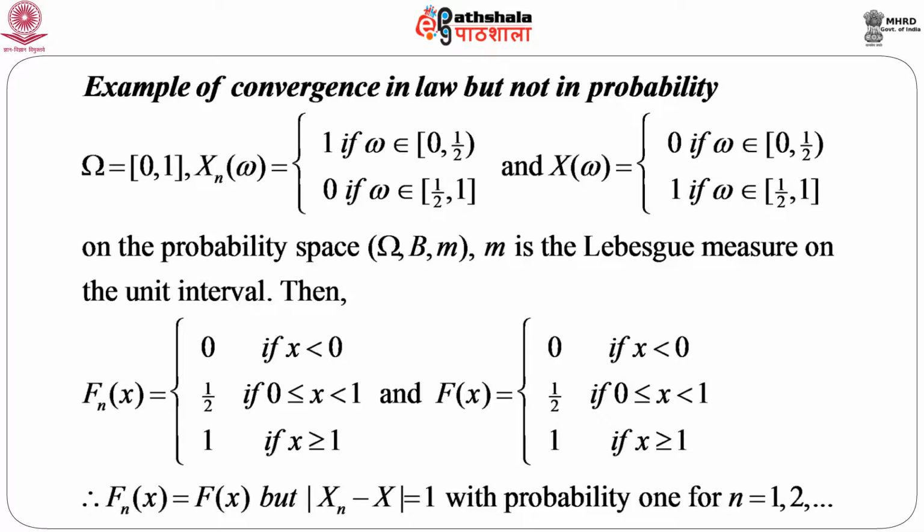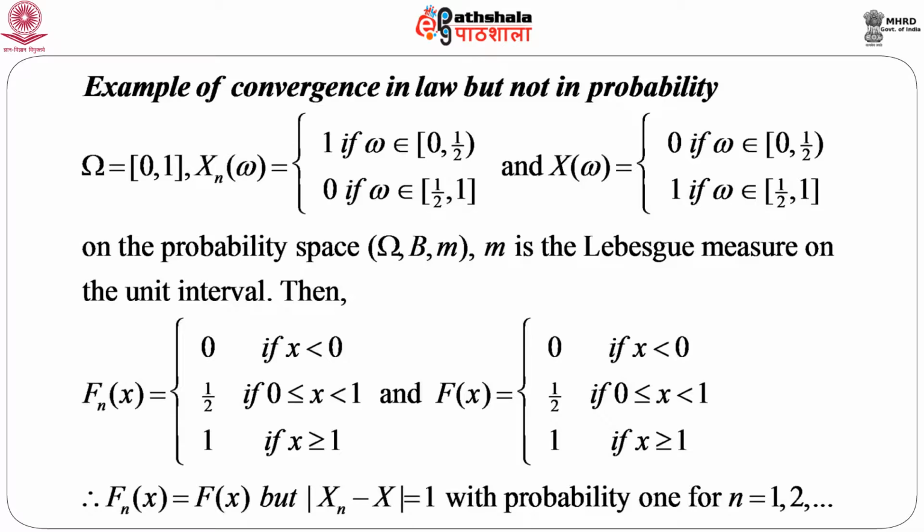So, this is a typical example that we are going to construct, and we define this sequence of random variables X_n and X on the probability space (omega, sigma field generated by the class of subsets of omega, which is B, and M), where M is the Lebesgue measure on the unit interval. Then it is clear that F_n(x) equals 0 when x is less than or equal to 0, equals half if 0 is less than or equal to x less than 1, and 1 if x is greater than or equal to 1. And F(x) is also 0 if x is less than 0, half if 0 is less than or equal to x less than 1, and 1 if x is greater than or equal to 1.